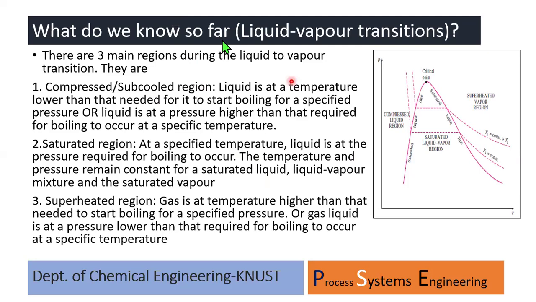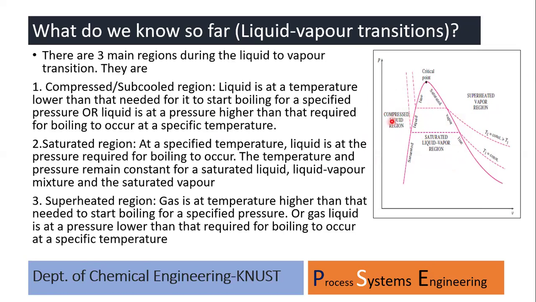So we can continue. Now, what do we know about the phase transitions? What do we know about the liquid-vapor transitions? This was the curve we had for pressure against the specific volume. You remember that we said we have different regions. We have a region where we are just a liquid, so a compressed or a subcooled liquid. Or we have a point where we are now saturated, so here we can have liquid and vapor together. And then we have the points where we are just vapor, but superheated.